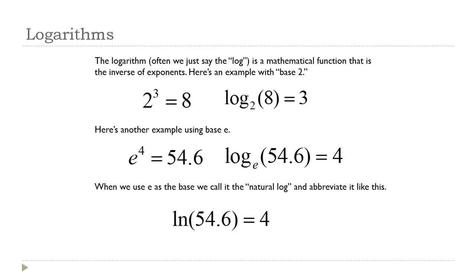Here's another example using base e. E to the fourth is 54.6. So we would say that log base e of 54.6 is 4. When we use e as the base, we call it the natural log, and we abbreviate it like this, ln. So we can say ln 54.6, and anyone who has worked with natural logs knows we're talking about the natural log, and we don't need to write that little e down there. And the natural log of 54.6 is 4, meaning that Euler's number raised to the fourth power is 54.6.